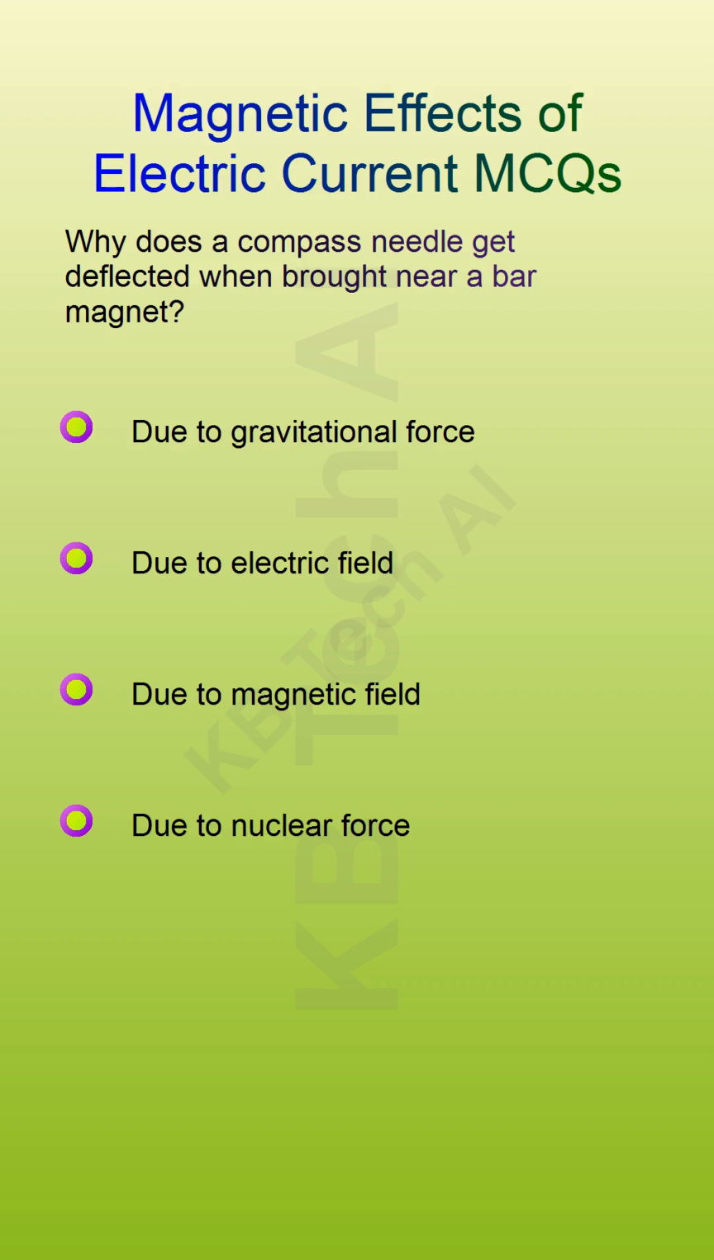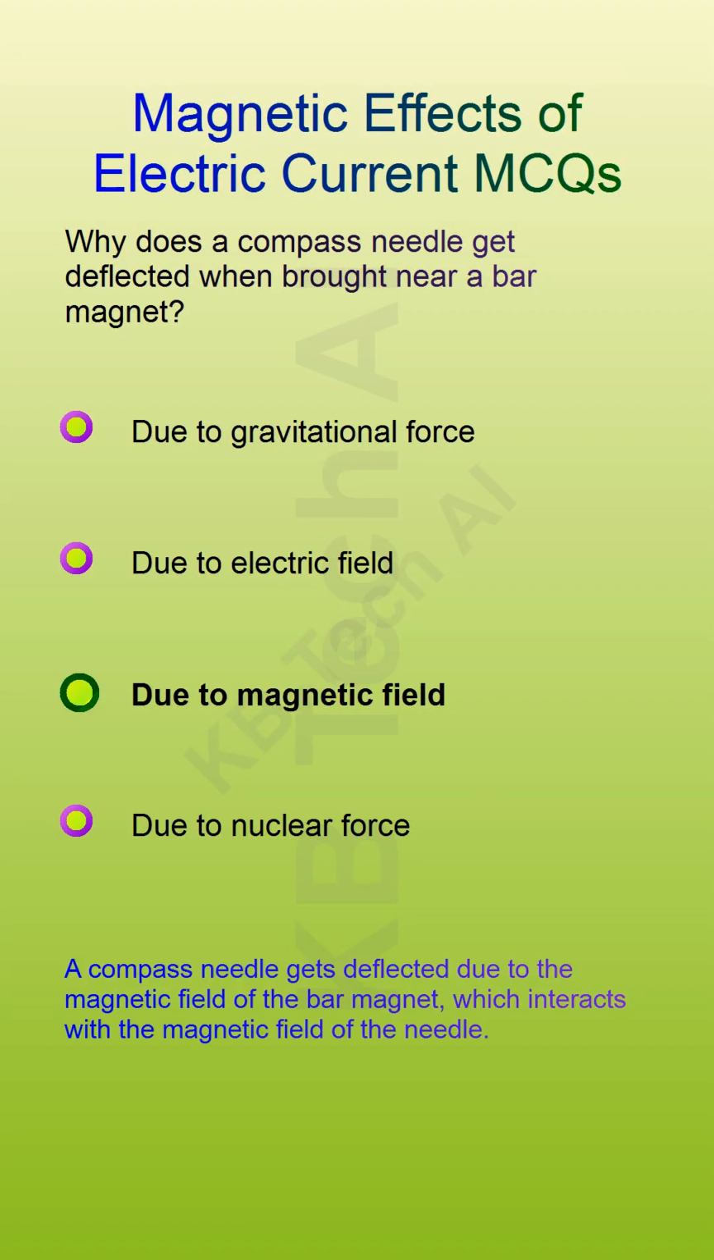Why does a compass needle get deflected when brought near a bar magnet? Option 1, due to gravitational force. Option 2, due to electric field. Option 3, due to magnetic field. Option 4, due to nuclear force. The answer is, option 3, due to magnetic field.